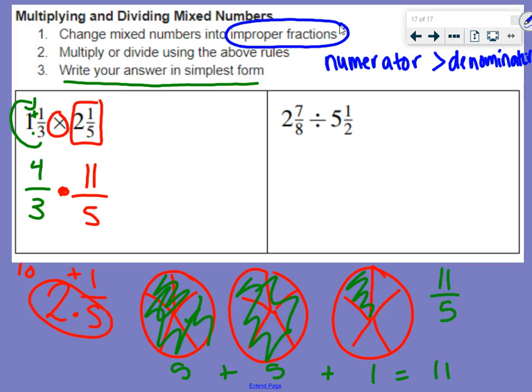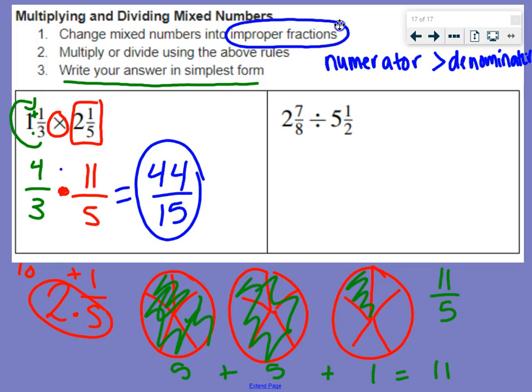So now we can multiply. We can do 4 times 11, which is 44, and we can do 3 times 5, which is 15. And that is written in simplest form since there are no factors other than 1 that go into both 44 and 15.